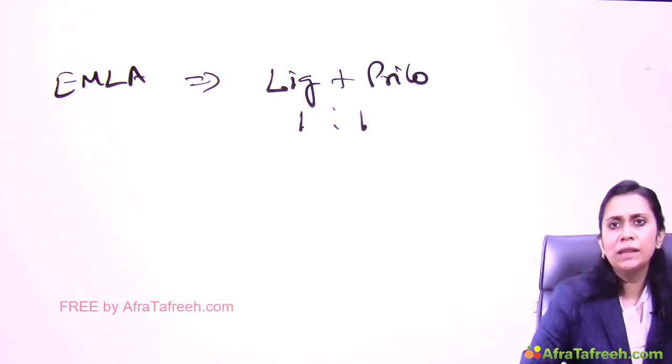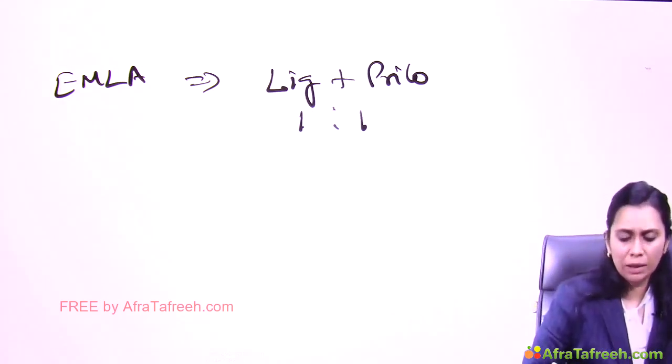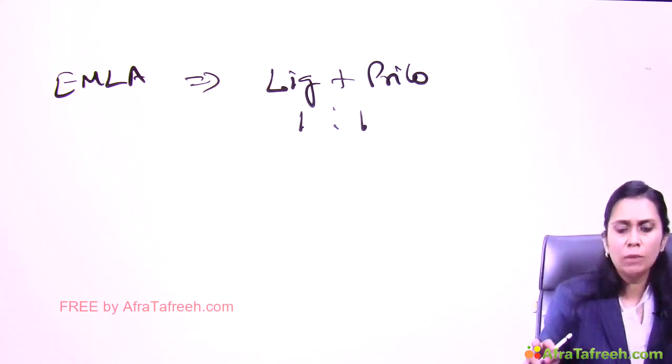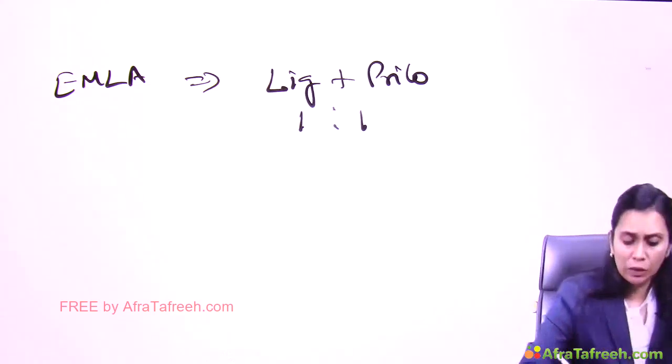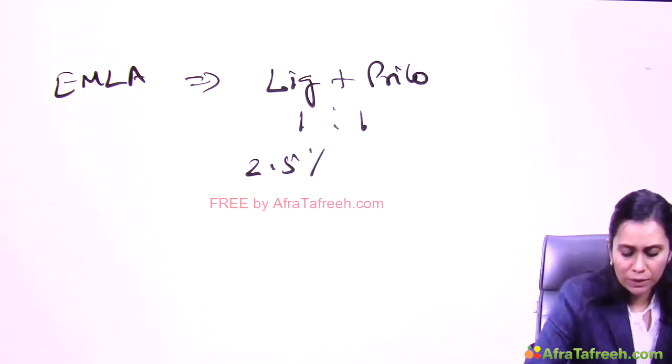Superficial procedures like venous cannulation can be easily done under EMLA cream. There are a few things we need to know about it. Lignocaine and prilocaine are present in equal ratio and equal concentration of 2.5% each. So the concentration is 2.5% each.